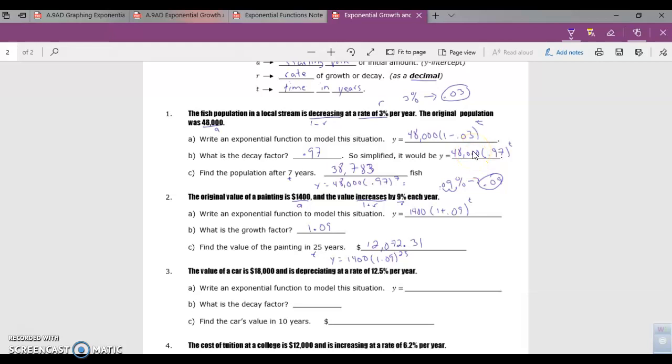So those are two examples, one of growth and one of decay. And I would encourage you guys to try problems 3 and 4 on your own. I will post the answer key online, and you can check your work on those. But this should be a good starting point for you, at least on writing exponential growth and decay equations for real world situations.